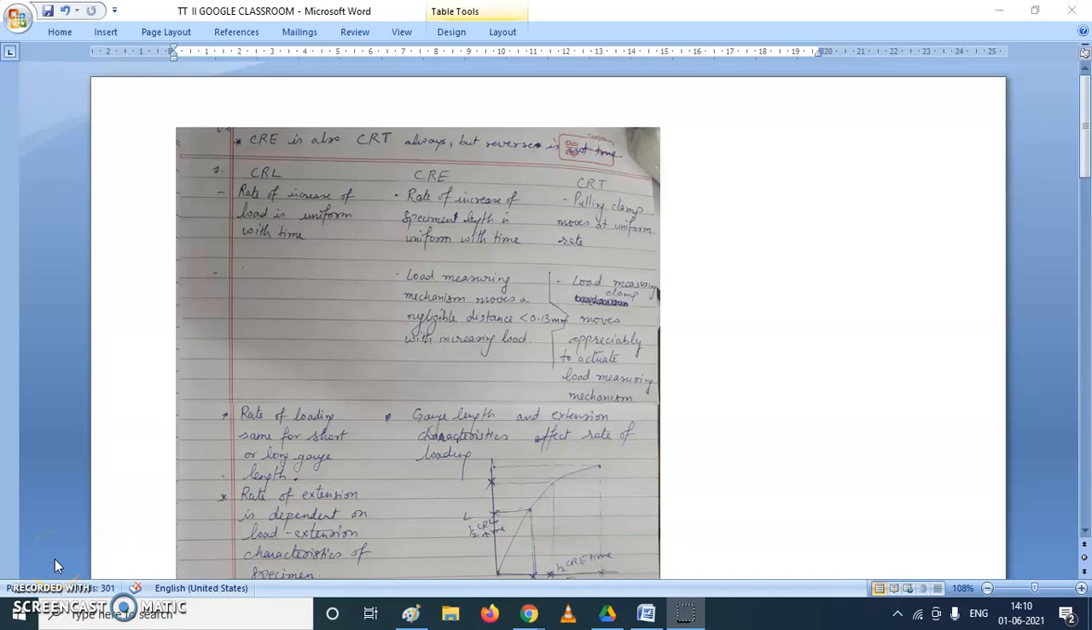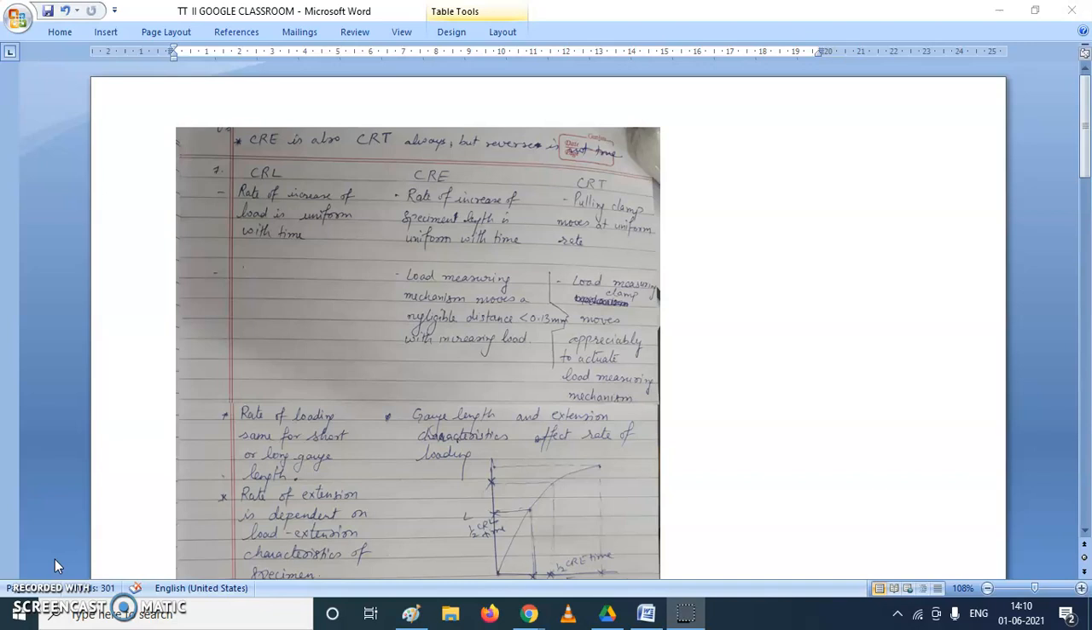Good morning to all. So today we'll try to understand the difference between these three terms CRL, CRE and CRT in relation to tensile testing of textile materials. Whenever we have to do the tensile testing of any fiber, yarn, fabric, two things we can do.